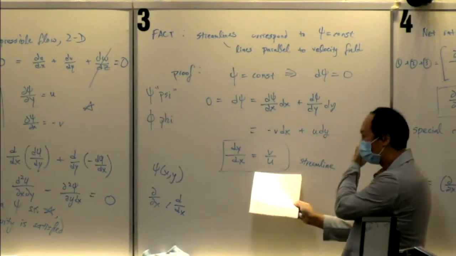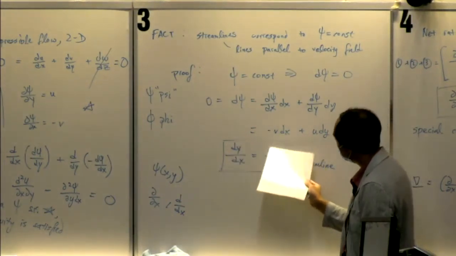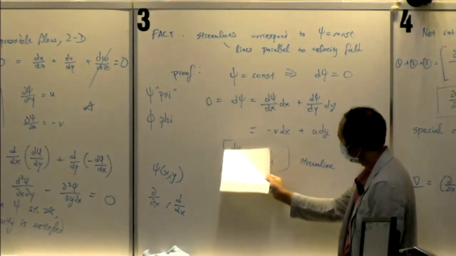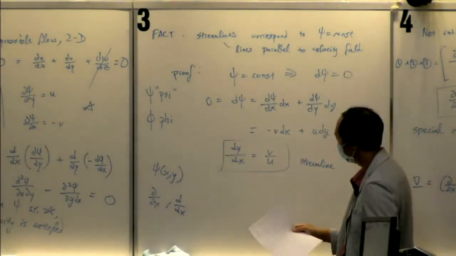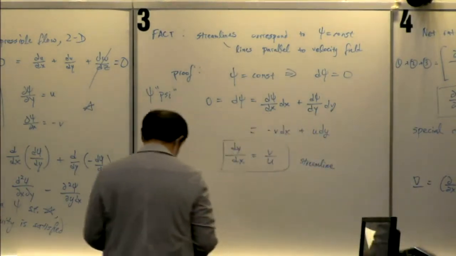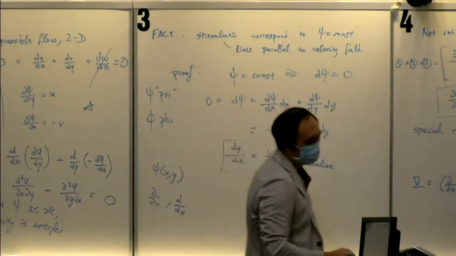Okay, so this is actually the equation of a streamline. It says that the vertical velocity over the horizontal velocity is going to be the slope of the line. And that's what we want a streamline to do. And I think we'll end up practicing one of these.